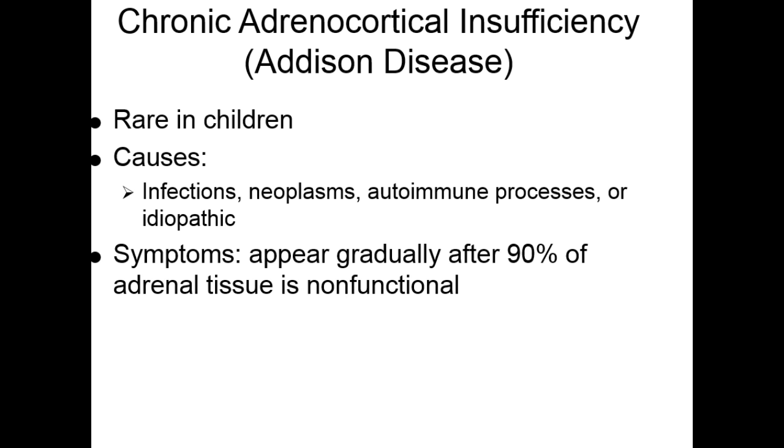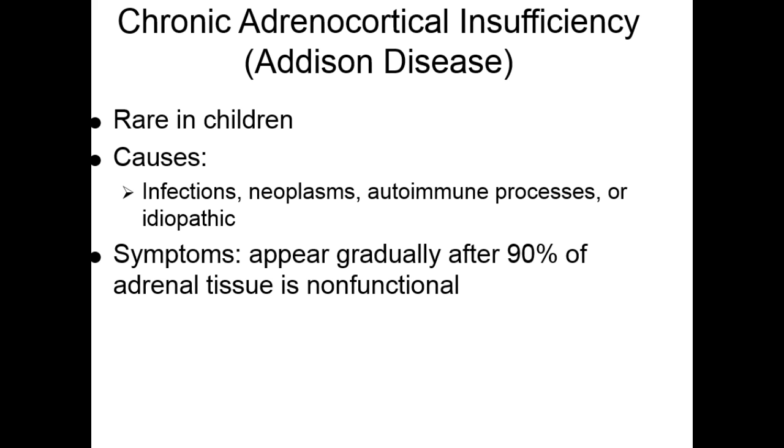Chronic adrenocortical insufficiency. Another name for this is Addison's disease. If any of you know the history behind it, though you're probably much too young, President John F. Kennedy was a person who had Addison's disease. This is usually very rare in children. The causes are infections, neoplasm, any autoimmune process, or it can be idiopathic.